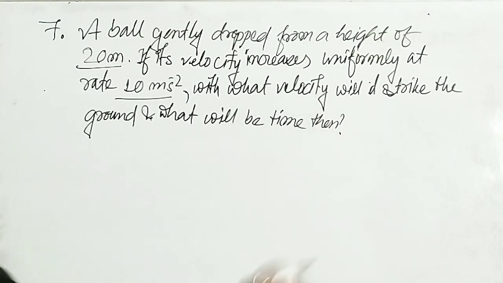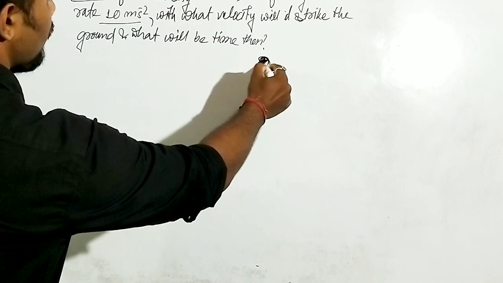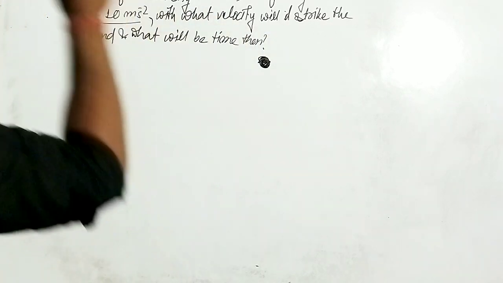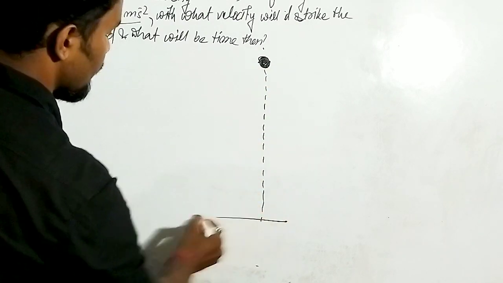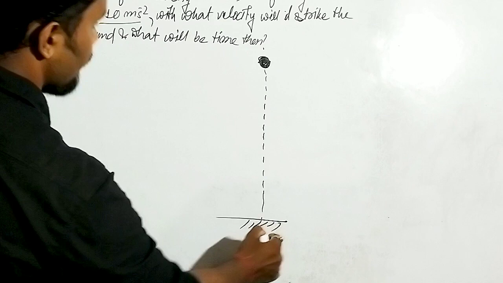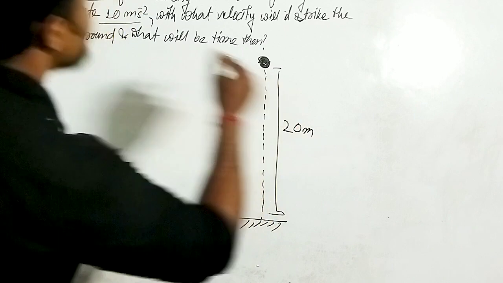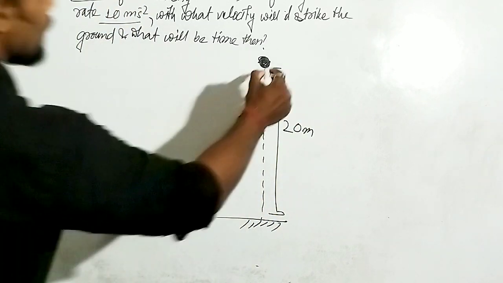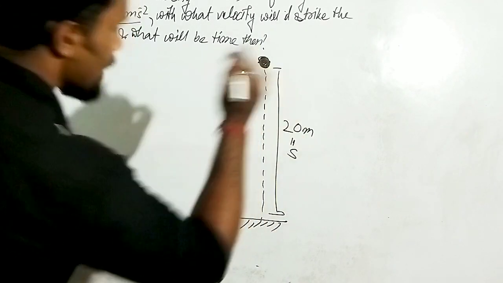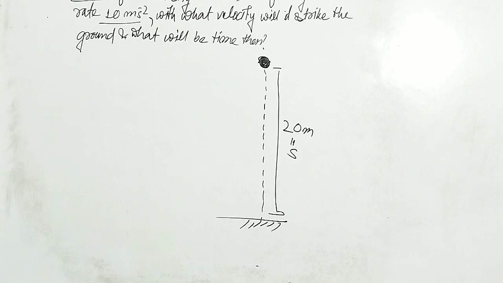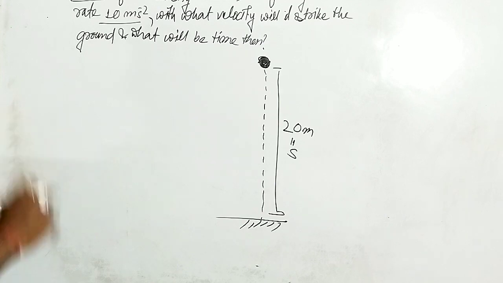Simple. Now we'll first draw it, then I will try to solve it. Okay. This is the ball. From here, it is dropped to the ground. Okay, this is the ground. Now what is the distance from here to here? 20 meters. Though it is mentioned as a height, height means the distance from this ball to the ground, which is 20 meters. So we can consider it as s, right? It is a distance between the ground and the ball.